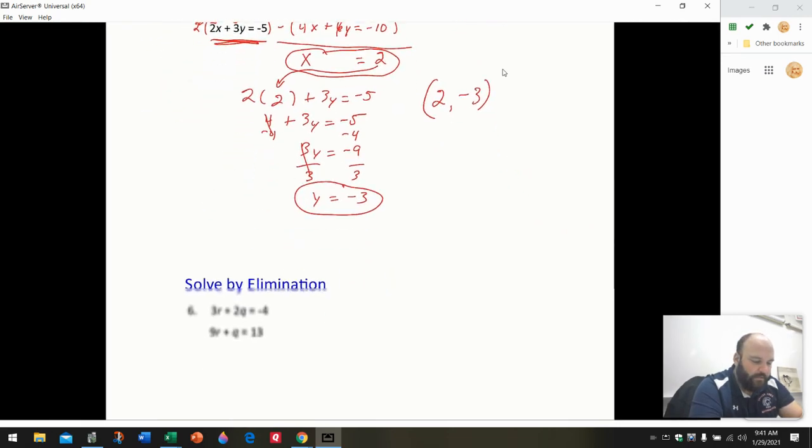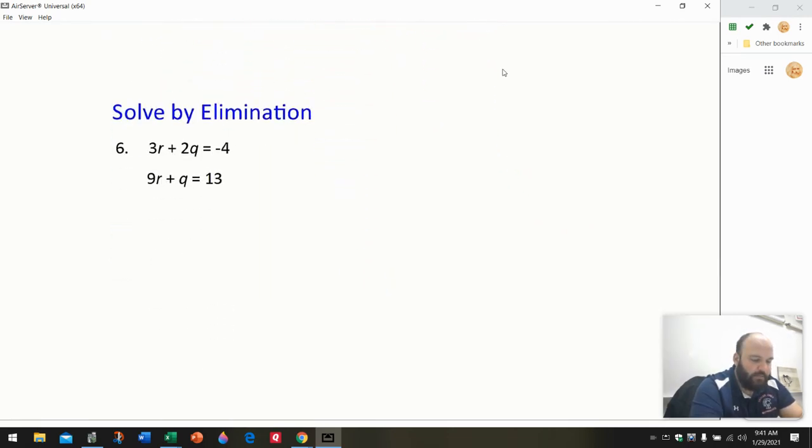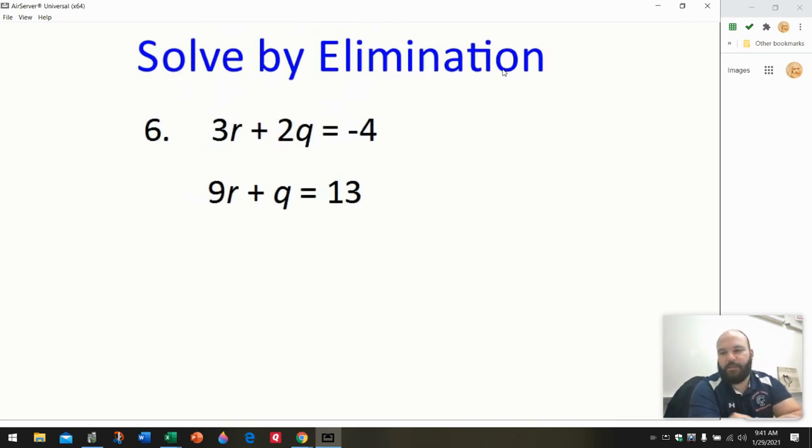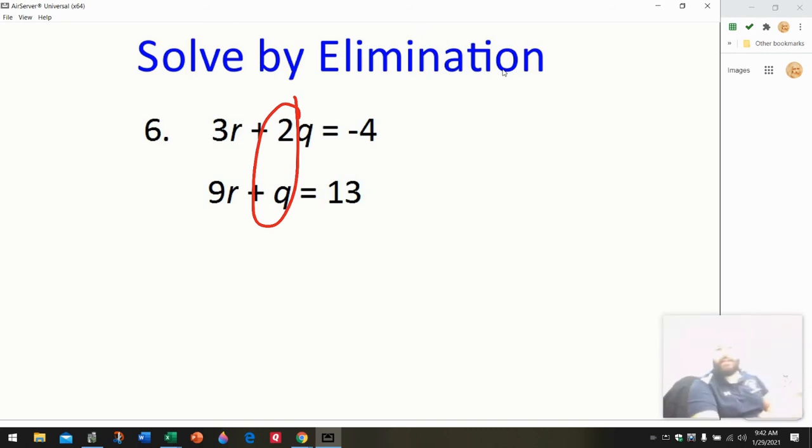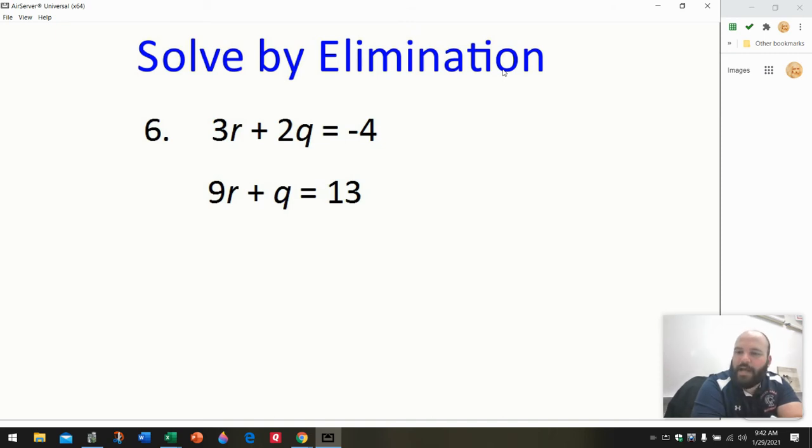So sometimes with these, you do need to multiply both of the equations by a number, but I'm going to show you those in the next video we do after this. So here's number 6. This is going to be very similar to the last one. If you look, the coefficients that we have do not cancel each other out. You can see we have a 3 and a 9, and then the other one is a 2 and a 1. So we need to multiply one of the equations, in this case, by a number.